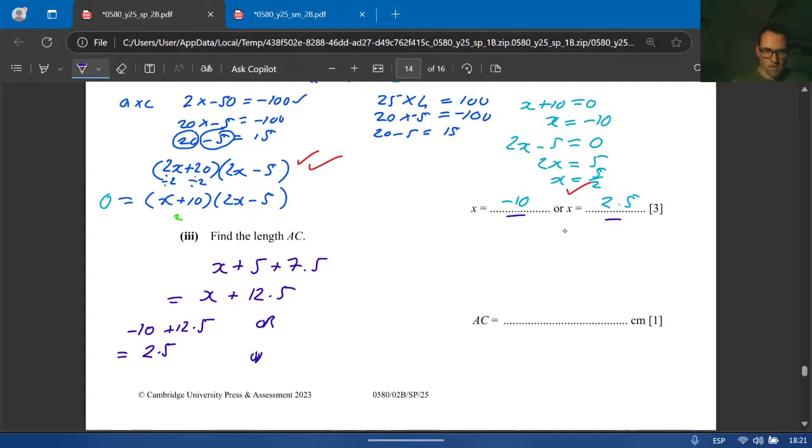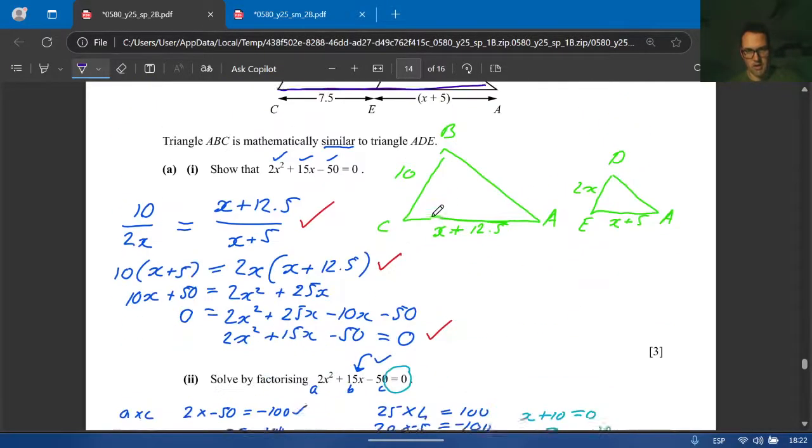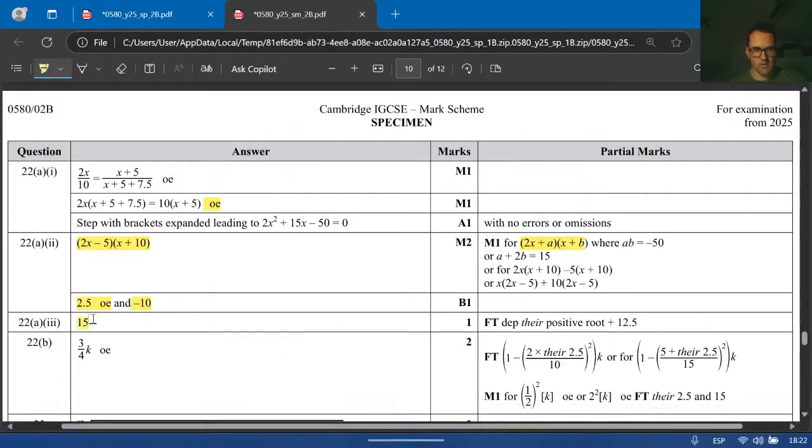Or x can be 2.5 plus 12.5, which is 15. Which one do you think is it? 2.5 or 15? Looking at these triangles, it must be 15. Okay. What do you think? Yeah, that's the 15.